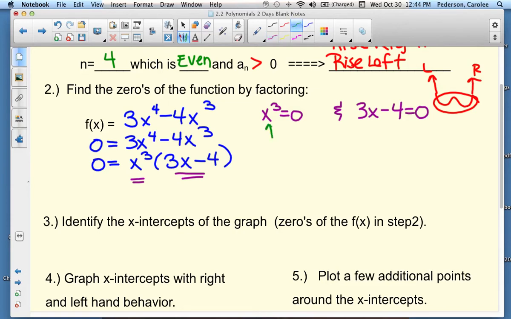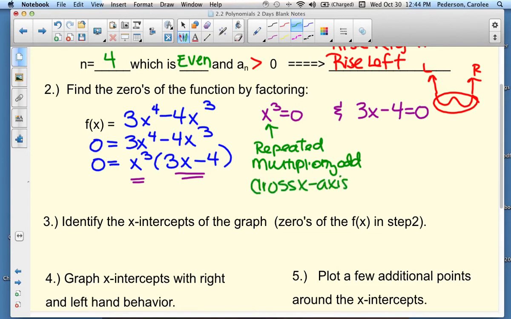Notice there's a repeated 0 here. The multiplicity is odd, which tells us it's going to cross the x-axis. The second equation I solve for x, so I'm going to add 4 to both sides and then divide both sides by 3. So there's my 0. I'm just going to change that to 1.3 repeating.